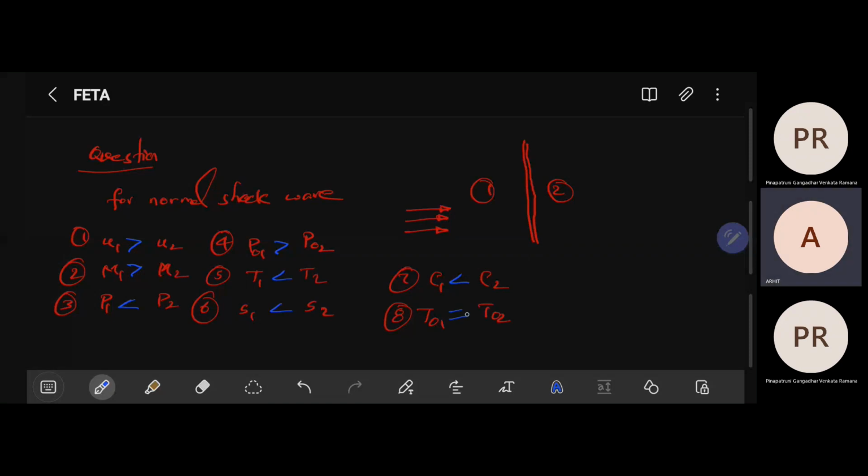Now tell me the facts. Are you able to see the screen? Is it updating on the screen? Yes, sir, I'm able to see.